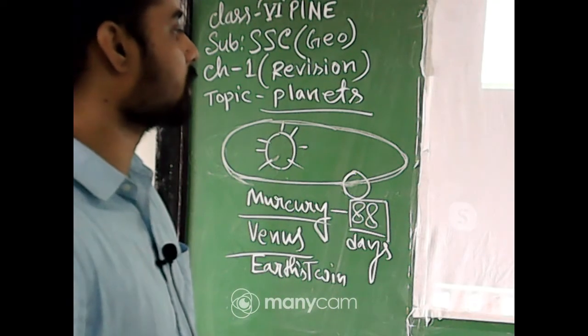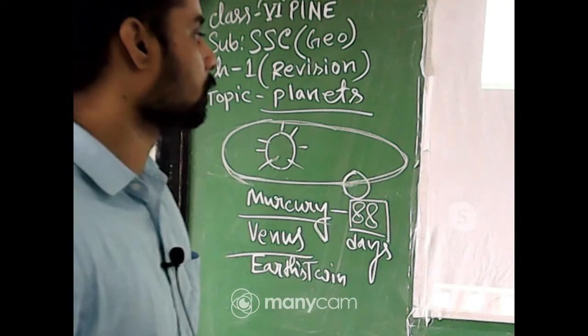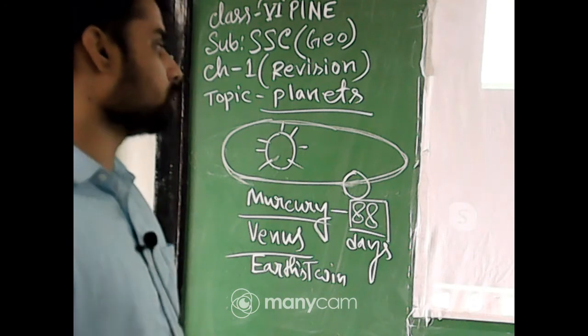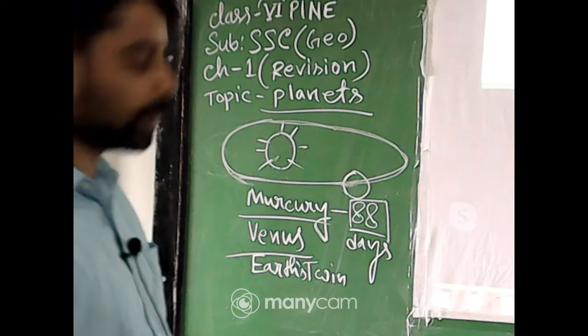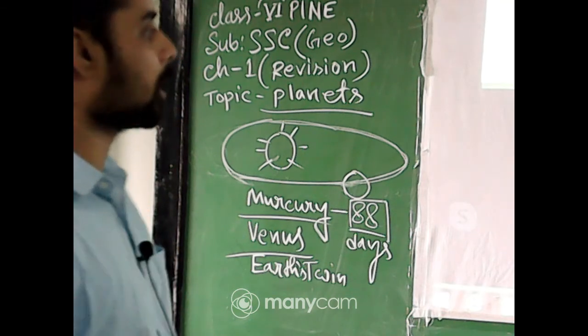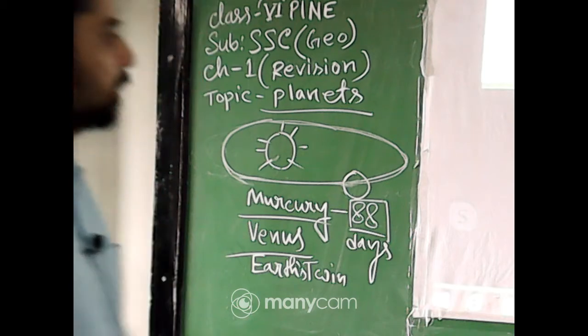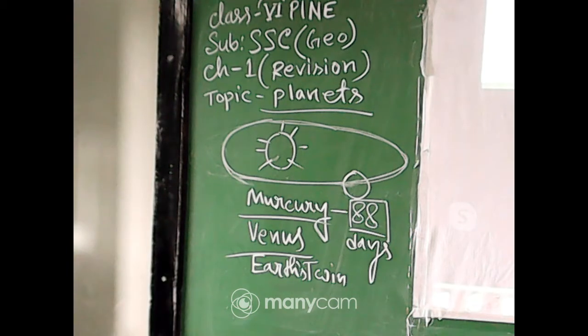Who told you 367? Briganko, who told you 367? It's wrong. No, it's not 367 days. It is 365. Megha is correct.